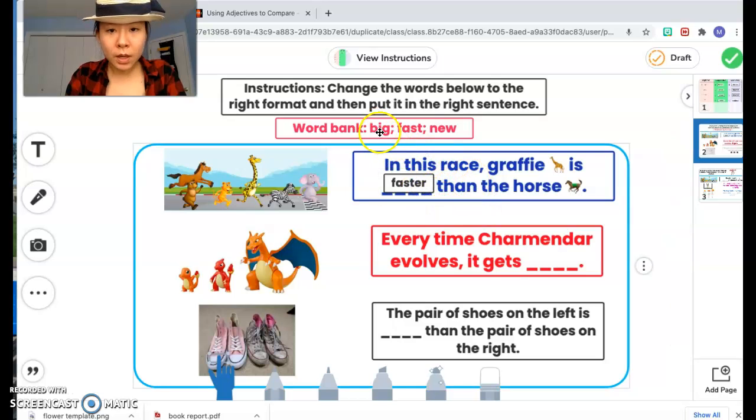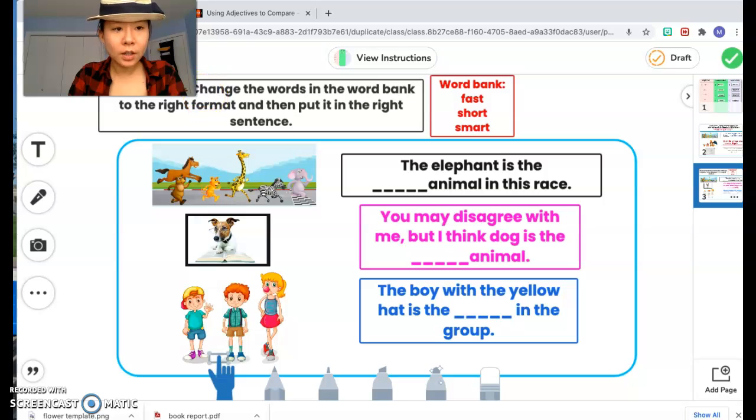Now I have the word big and the word new left. So take a look at those two pictures and figure out which word goes where and how you are going to change it a little bit, adding er to the end of the word to make it fit into this sentence and this sentence. Okay, so that's page 2. Page 3 says, change the words in the word bank to the right format and then put it in the right sentence. So once again, let's take a look at the word bank. Fast, short, smart.